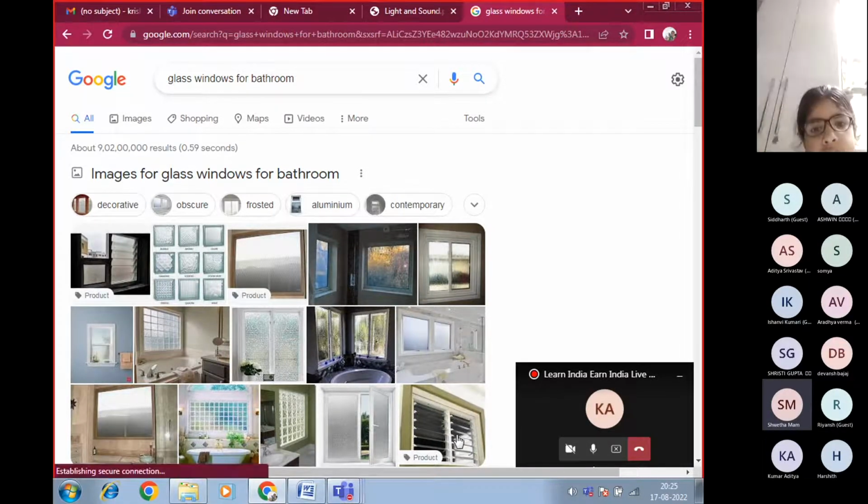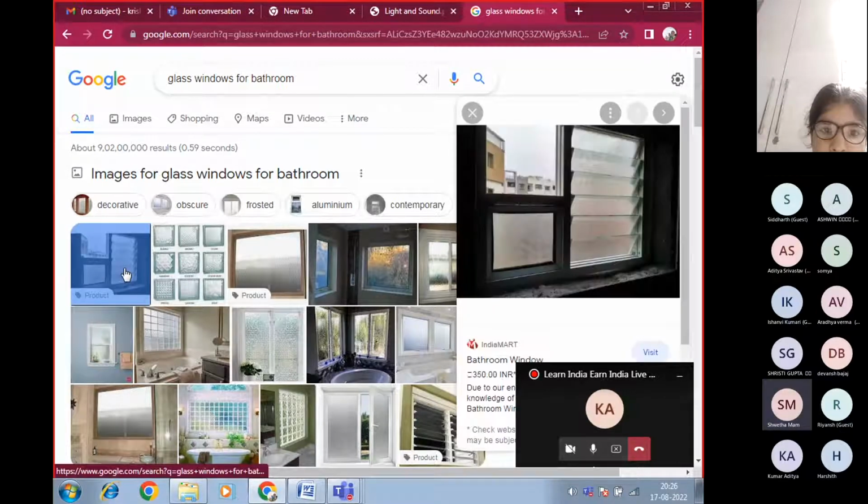Especially in your bathrooms, they might put these kinds of slided glass windows like this. This glass window will not allow whatever is inside to be seen and whatever is outside to be seen, because it will not allow the entire light to pass through them, only a little amount. And these are called translucent.